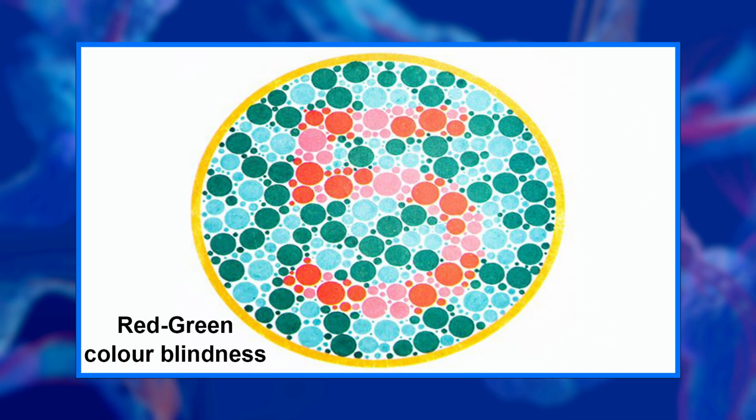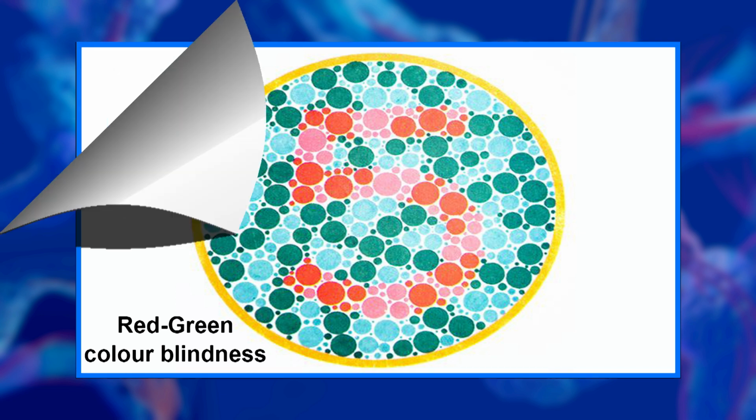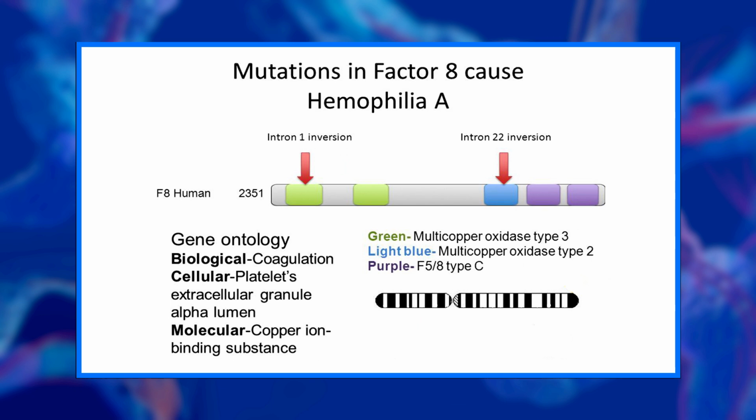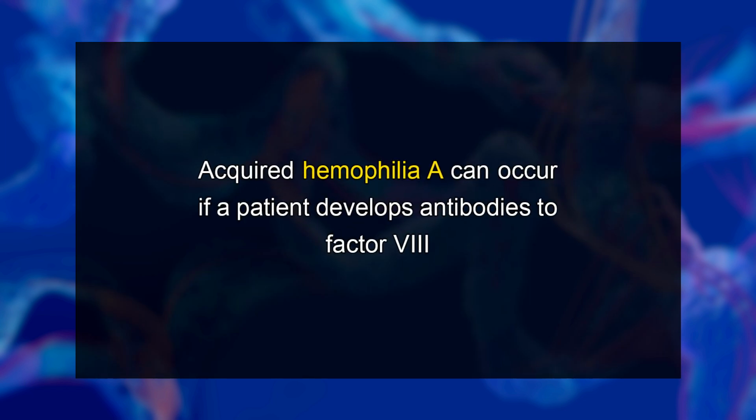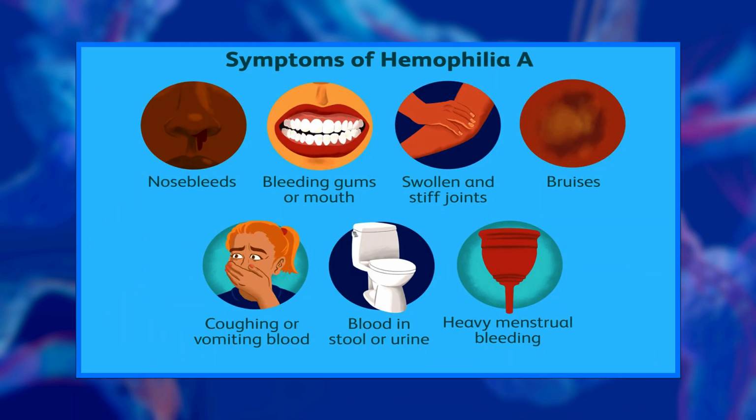Dear students, let's now discuss some common X-linked disorders. Red-green color blindness is a common trait that affects at least 10% of men but only 1% of women. The red-green color blindness may be partial or complete, but the latter is much less common. Hemophilia A results from a mutation in the factor VIII gene. Hemophilia A may be inherited or may occur due to a spontaneous mutation. Acquired hemophilia A can occur if a patient develops antibodies to factor VIII. The primary cause of morbidity and mortality in hemophilia A is hemorrhage, which can range from mild to severe.